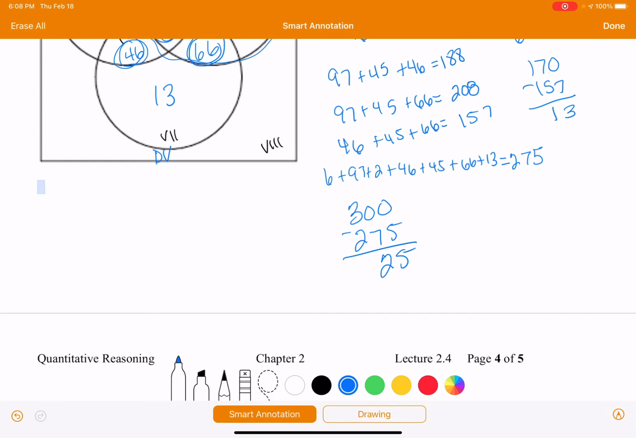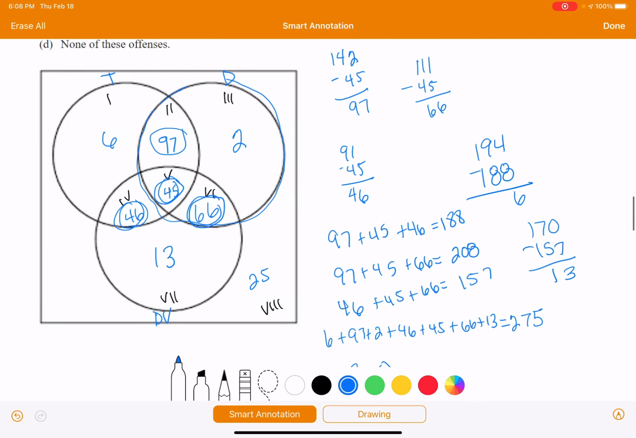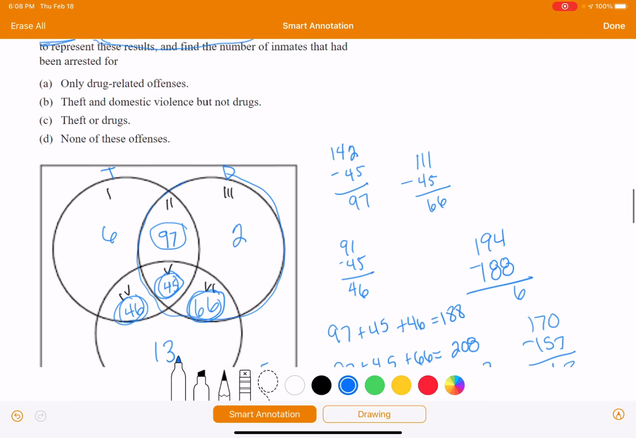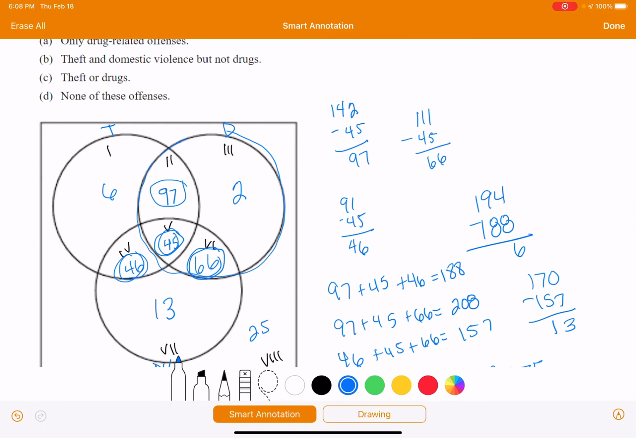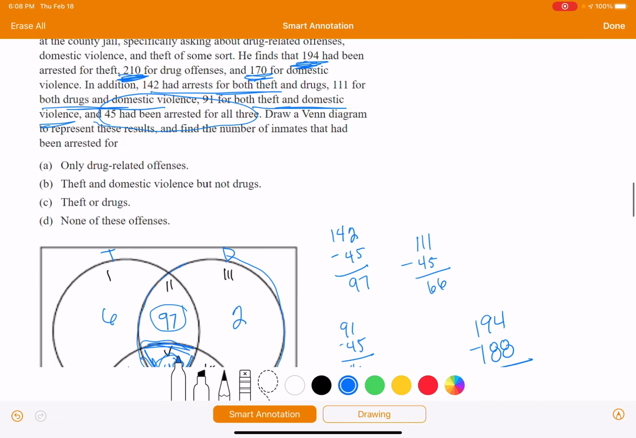Okay, so let's go back and look at where these numbers came from. I know that was a little shaky. We started with the innermost section, which was here, part 5, because it tells us that 45 have been arrested for all 3. So I'm going to work my way backwards. I start with the arrests for all 3, and I have 45.